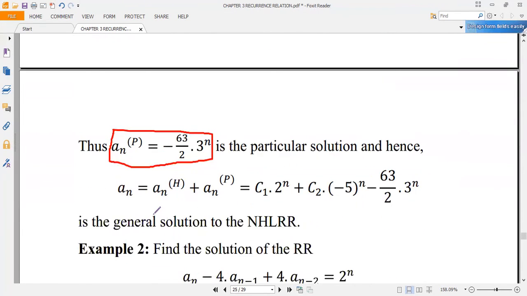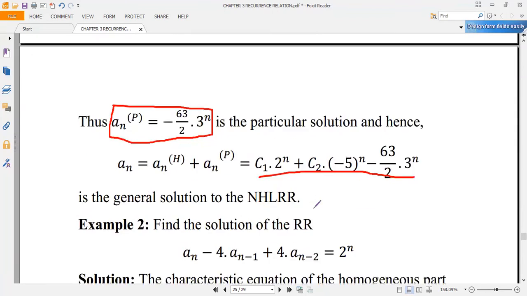will be this one. Hence, the general solution to the non-homogeneous linear recurrence relation is given by adding the homogeneous part and the solution to the non-homogeneous part. The solution will be this one. The solution is given by this one.